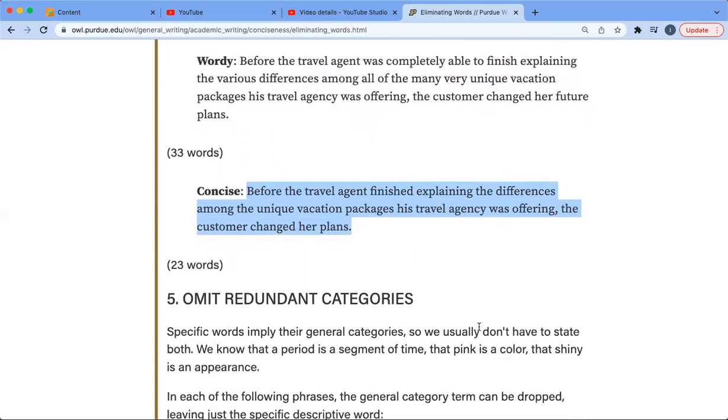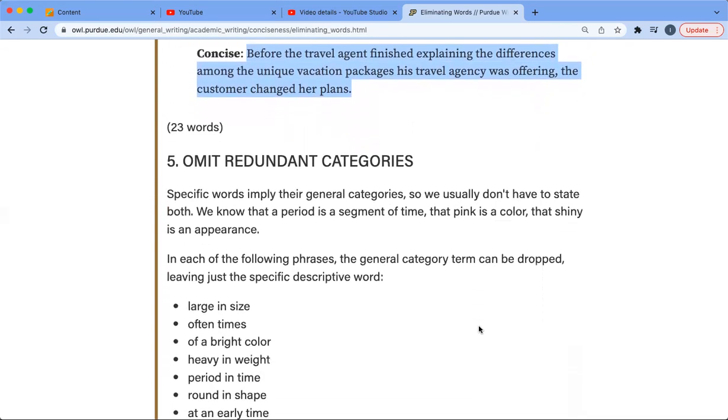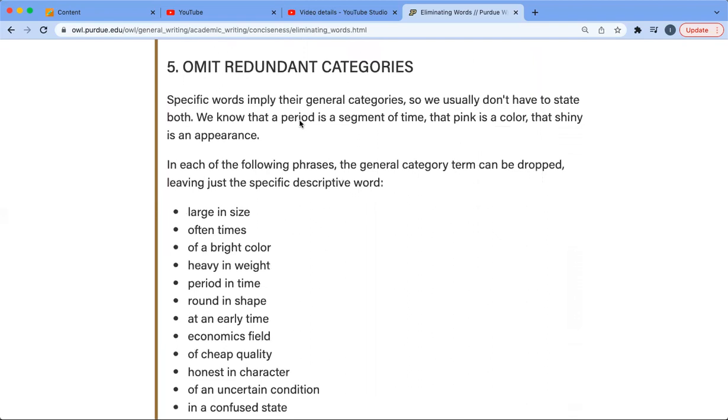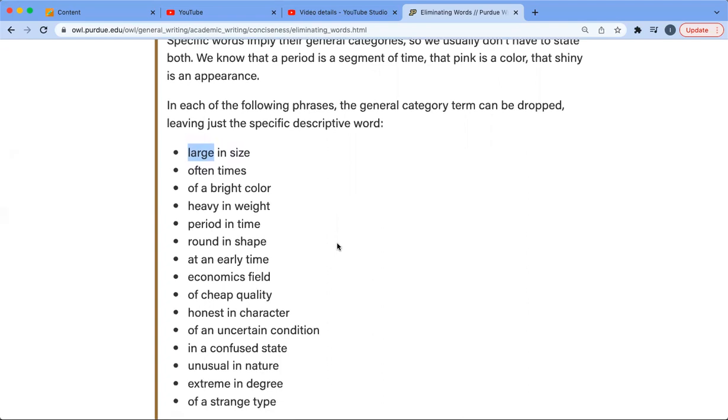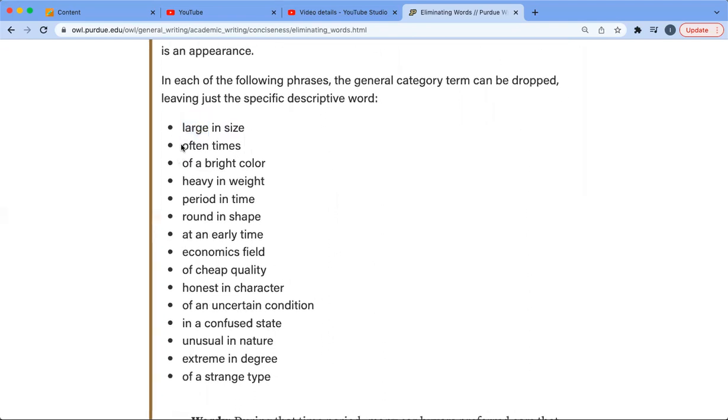And the last step to avoid redundancy is to omit redundant categories. If I say something is large in size, size itself is defining, like large is talking about the size. Do I need to say large in size? Large is the size. So some other categories are unnecessarily written in the redundant pattern. Or if I say oftentimes, often is showing sometimes. Very much the same as the other expression.